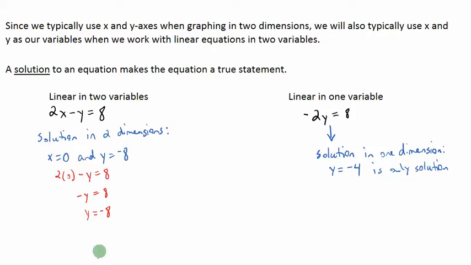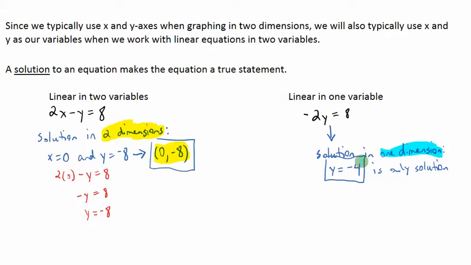I need an x value and a y value for that solution. Well, that can be written as an ordered pair, 0, -8. So this is a solution to this equation, whereas over here this is a solution. So in two dimensions, you get an ordered pair solution. In one dimension, you get a single number solution.